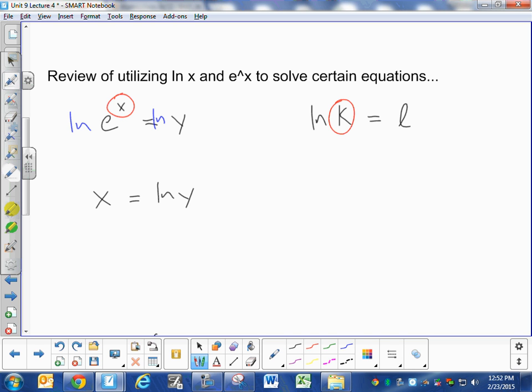Now, if I have the log of k is equal to L and I want to solve for k, how do I release k from the clutches of the log? Yes, e to the power of both sides. I usually put the carets just so I know that it's not e times, it's e to the power. Now, just like log and e here, giving us x, e to the log k is just going to be k. They will undo each other. And this is e to the L.